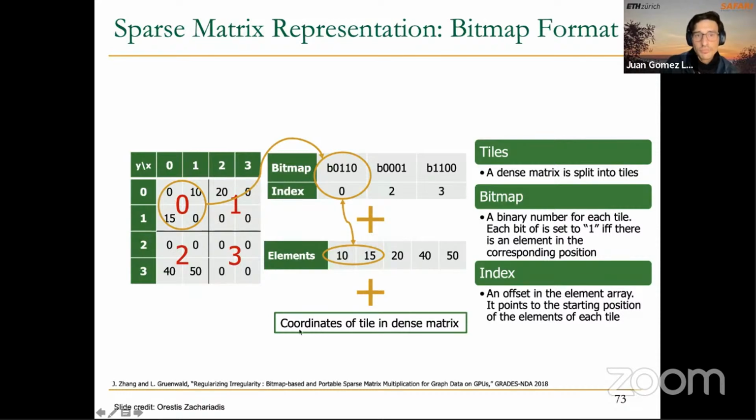And as I said, we are not going to store anything for those tiles that are completely empty, like the tile 3. And this is why we also need to keep the coordinates of the tile in the dense matrix. So we need to know that this is tile 0, this is tile 1, this is tile 2, and so on. So this is the bitmap format that we use.